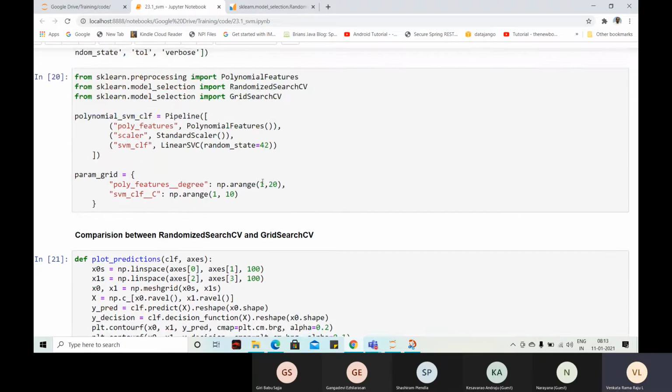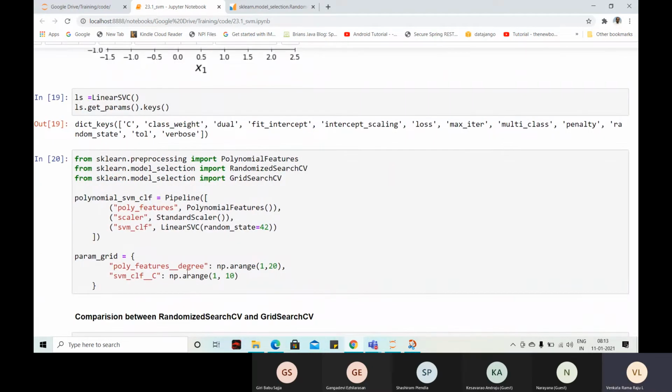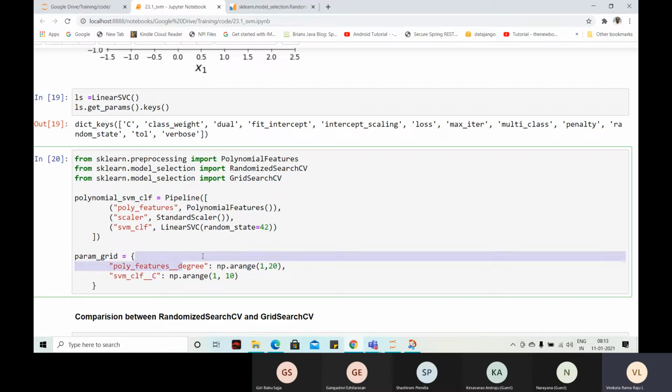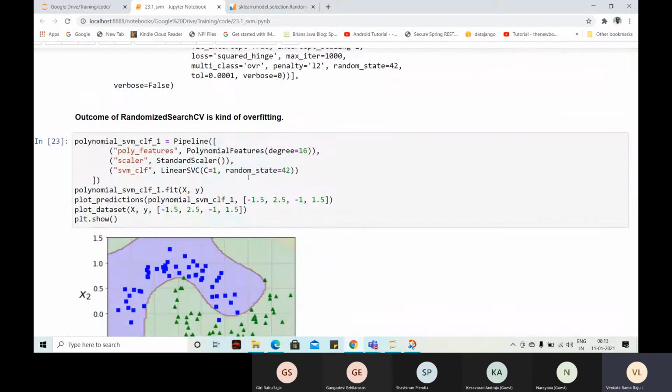So RandomizedSearchCV is useful when you are already almost close. When you have played with the model and found some degree and some C are working, you already know you are getting almost 90% on the train set and 90% on the test set, with maybe a little bit of difference. Then you can play with RandomizedSearchCV. If you are not sure, you should play with it more and then try GridSearchCV, which is going to be more accurate.